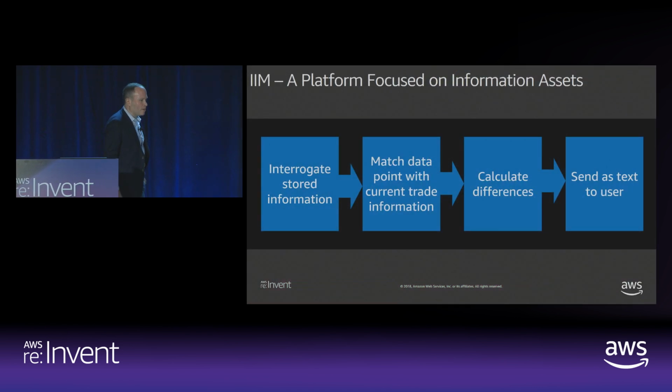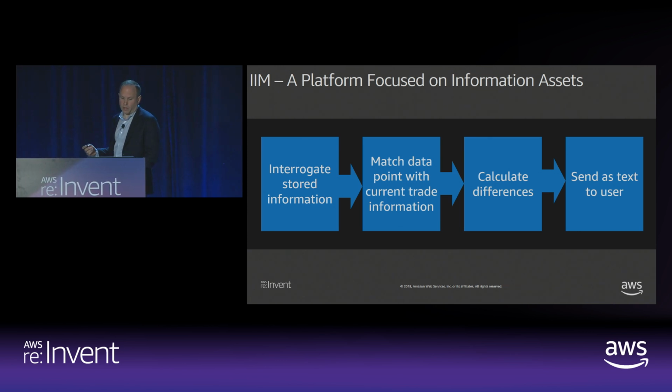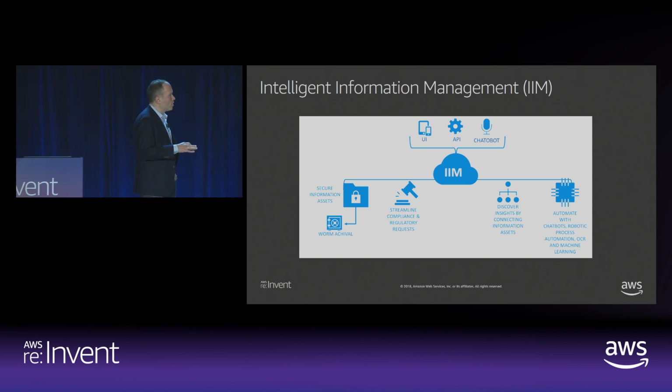So I kind of just went through that, but it interrogated the stored information, matched the data with the current trade information, calculated the differences, and sent it as a text to the user. A very robust business problem that we're trying to solve there, and it adds a lot of value. So what did we actually do, and what did we think about when it comes to intelligent information management?